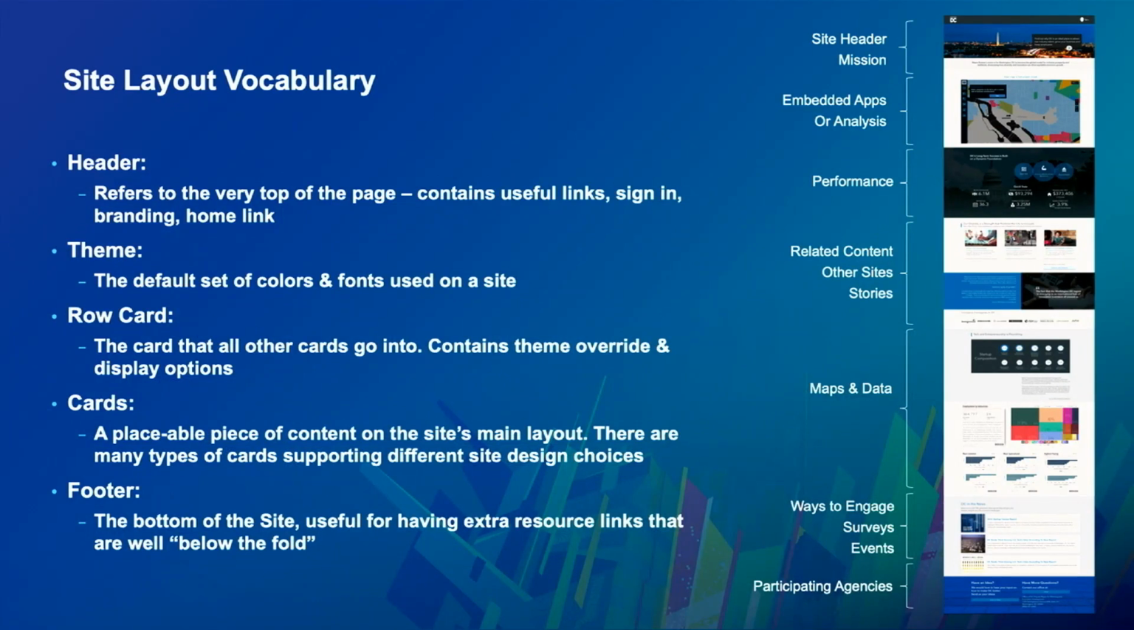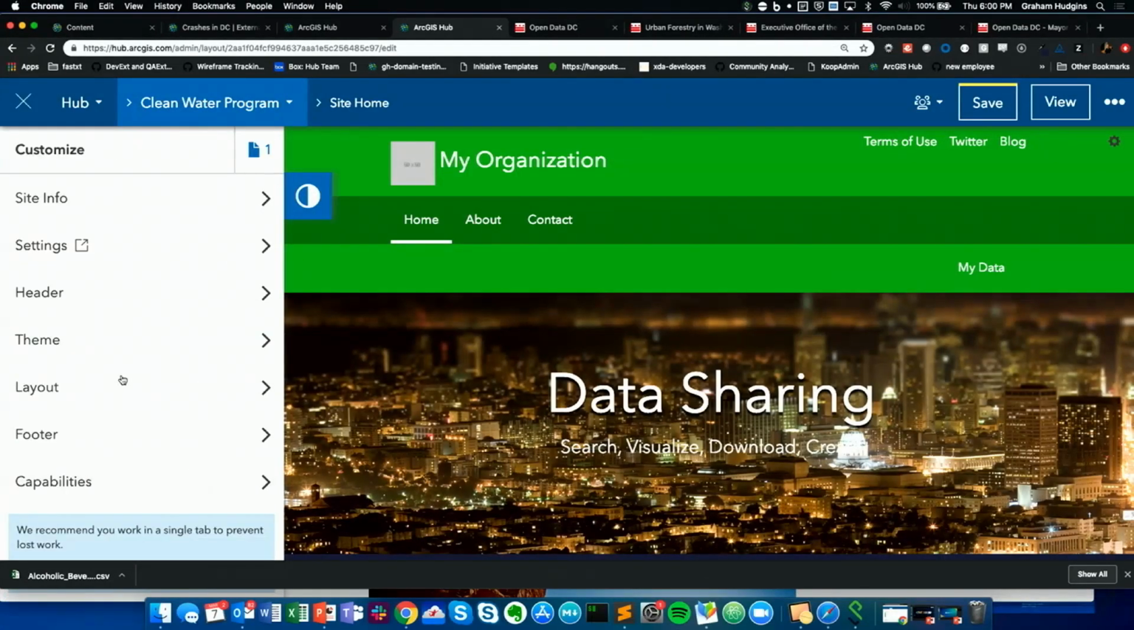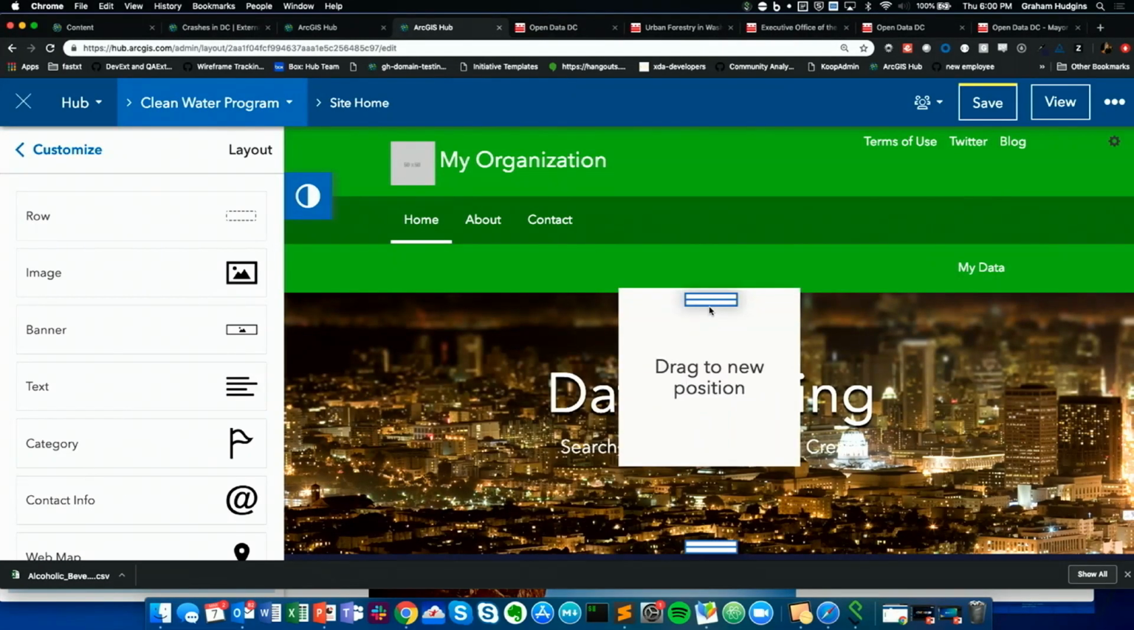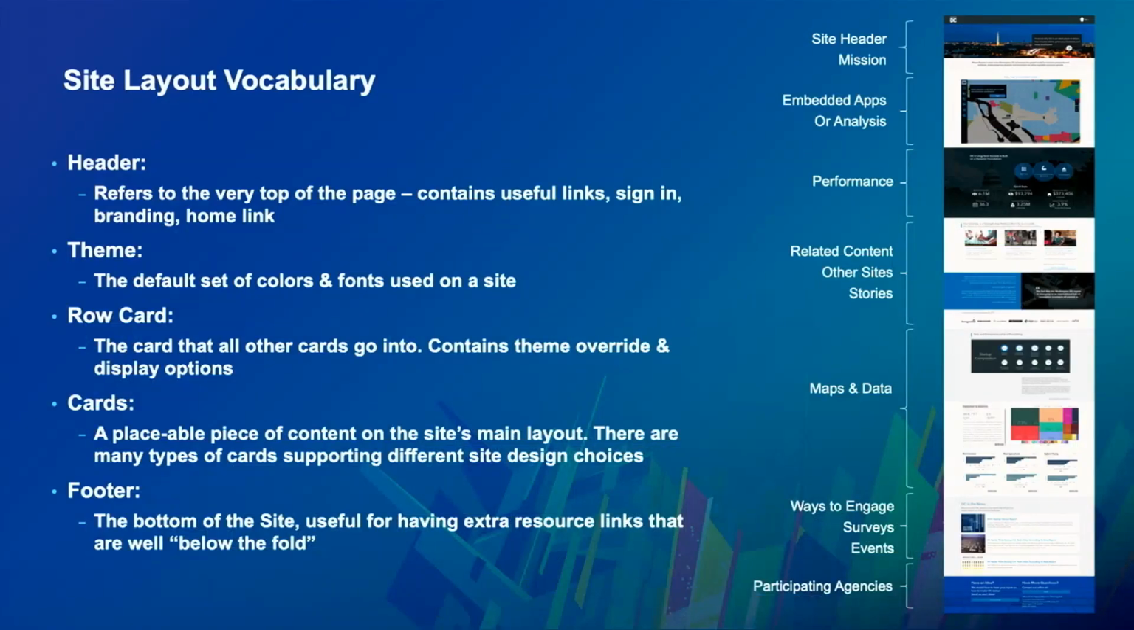We have the row card. The row card is the proto card. What I mean by that is all things must go in rows. So down here in the layout options, I can drag a row, and now I can put other cards inside. We'll talk more about the row card here in a bit.